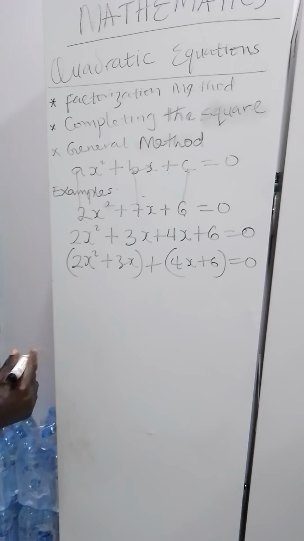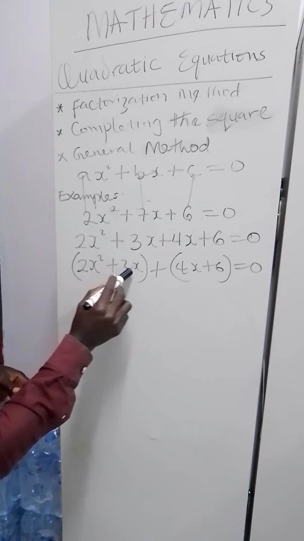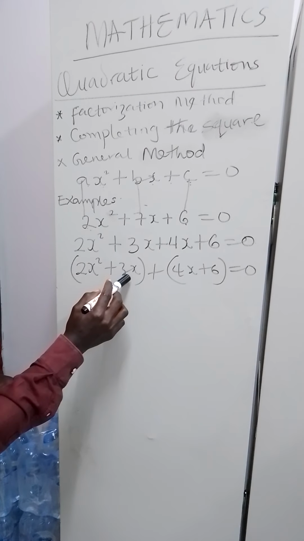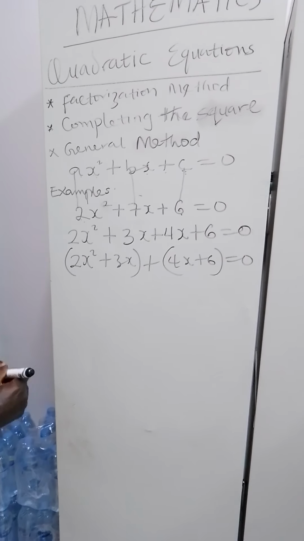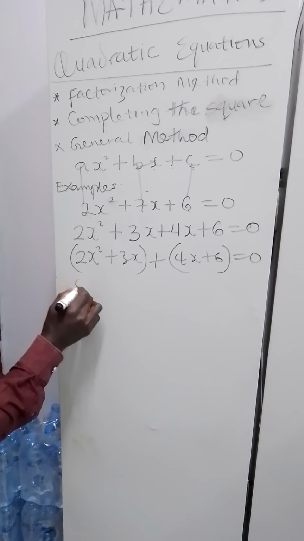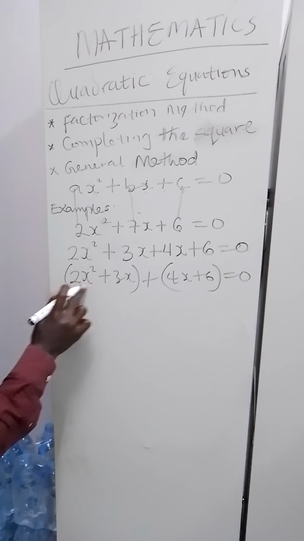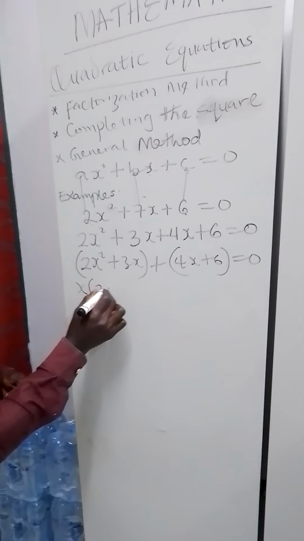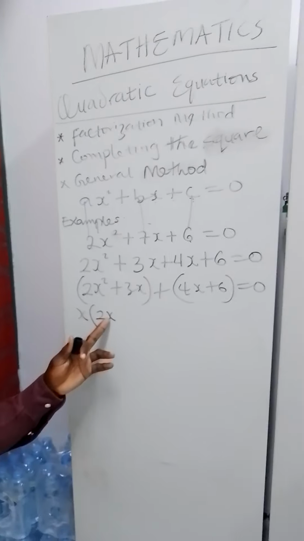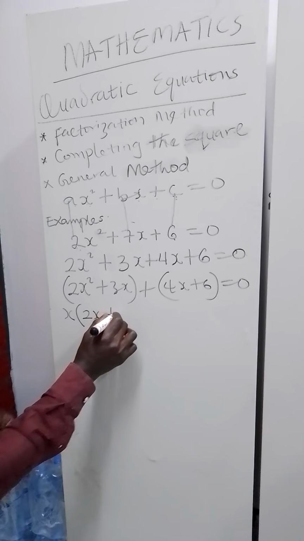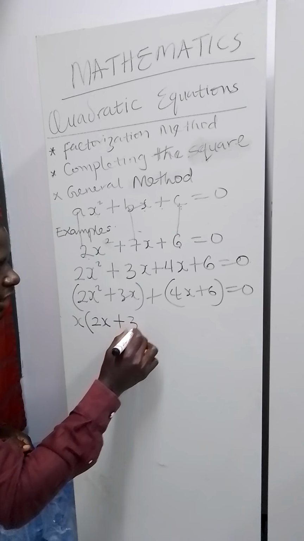We want to factorize. In the process of factorization, we want to look at what is common between 2x squared and 3x. The only thing that is common here is x. If you take x out of this one and this one, what is left? By the time we take x out of 2x squared, we have 2x left. Plus, we take x out of 3x. What do we have left here? We have 3.